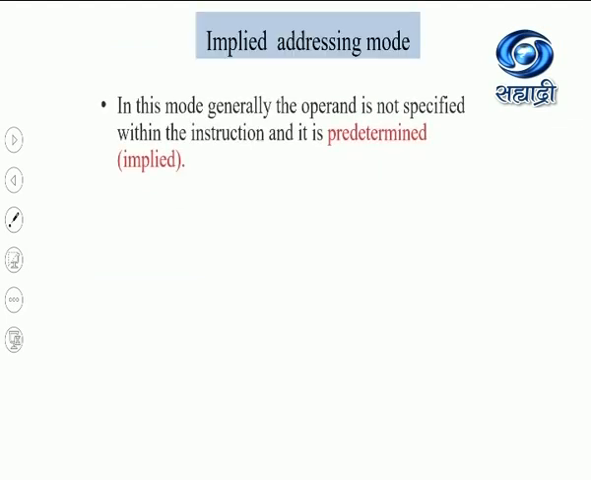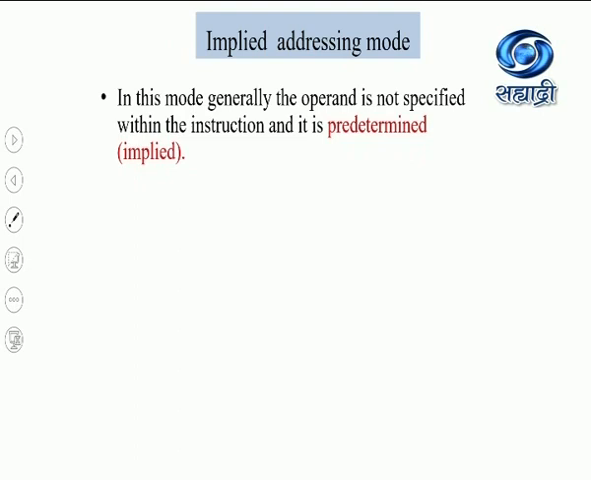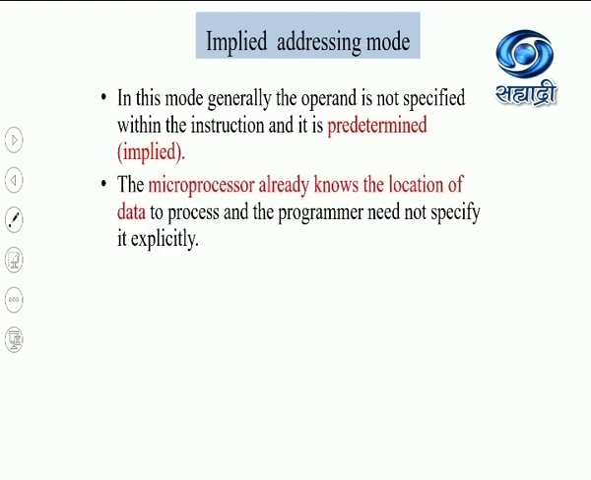Implied addressing mode. In this mode, generally the operand is not specified within the instruction and it is predetermined. It means the location of the operand is predetermined. The microprocessor already knows the location of data to process and the programmer need not specify it explicitly. So here in implied addressing mode, the microprocessor already knows the location of data. Generally, the operand is in the accumulator. So the predetermined location is the accumulator.